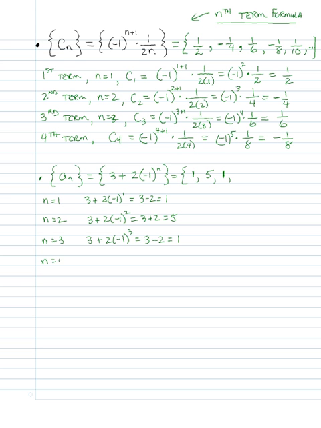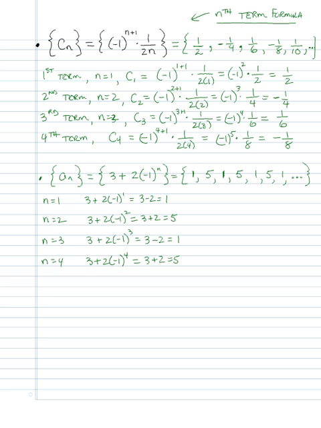If n is 4, then we'll have 3 plus 2 times negative 1 to the fourth power. But again, negative 1 to the fourth power is just positive 1. And so we have 3 plus 2, and we're back to 5. I'll be darned. Okay. So you could probably guess, and if you do, you would guess right in this case, that we would have a 1 in this position, then we'd have a 5 in this position, and then we'd have a 1 in this position, and that pattern is going to continue.